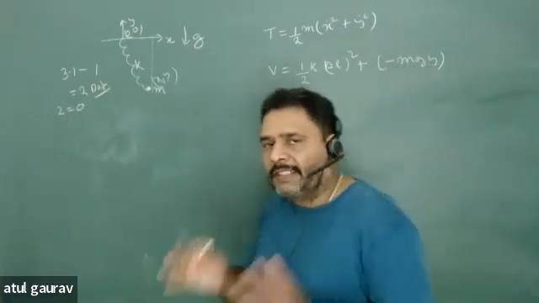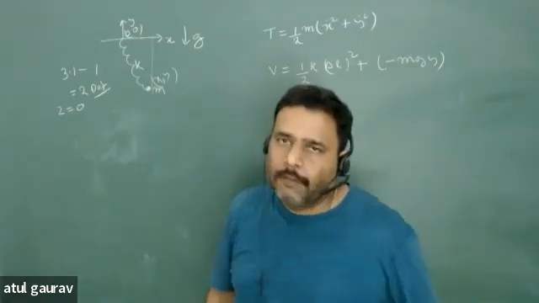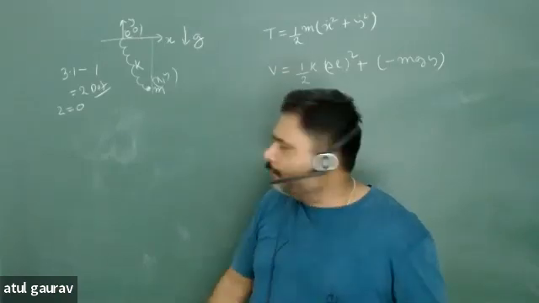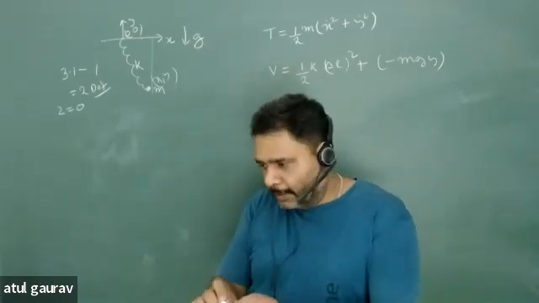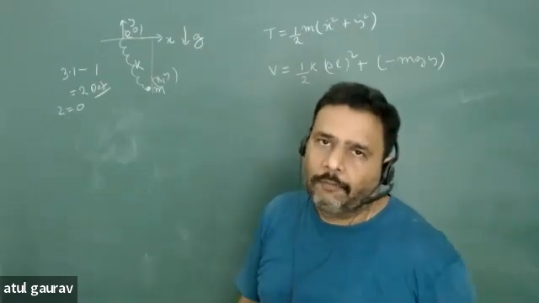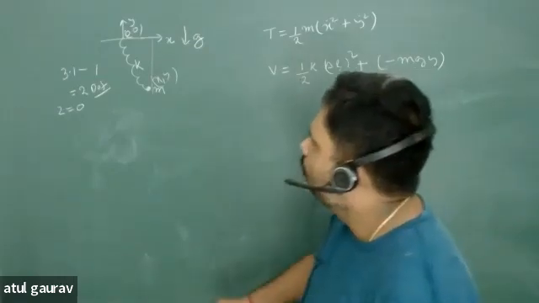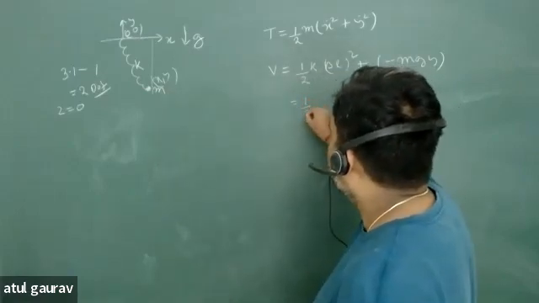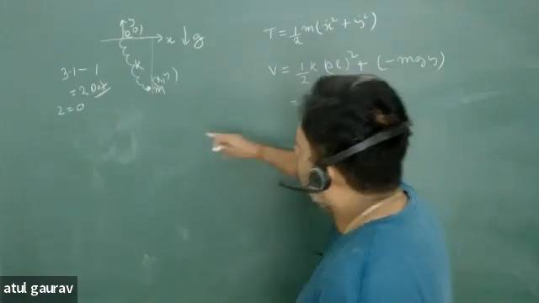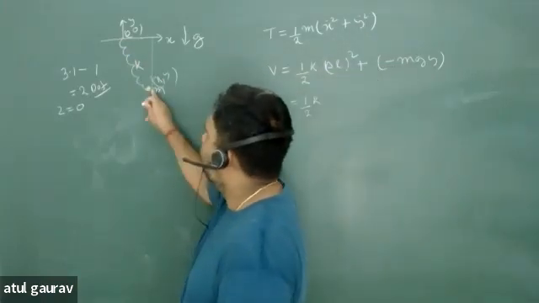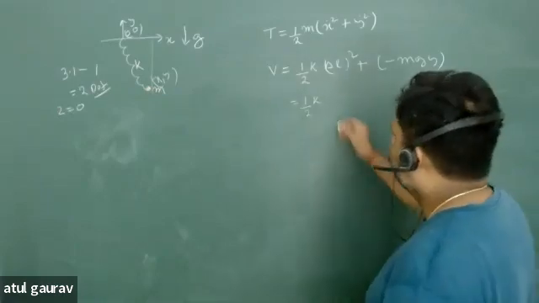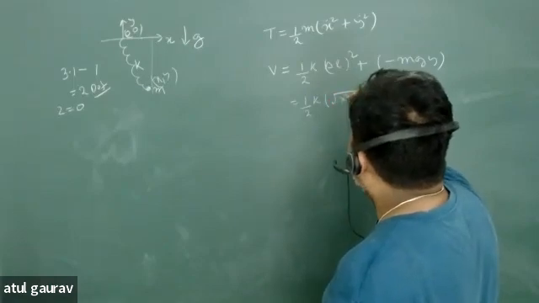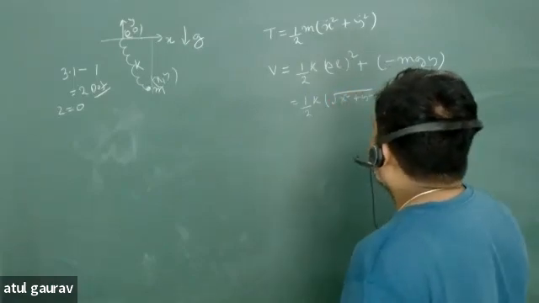Delta L is present length minus original length. Okay, that is what it will be, right? When a spring is not extended, what will the length be? L naught. And when the spring is extended, what is that length? What is the present length? What is this length? Square root of x square plus y square. Very good. X square plus y square.